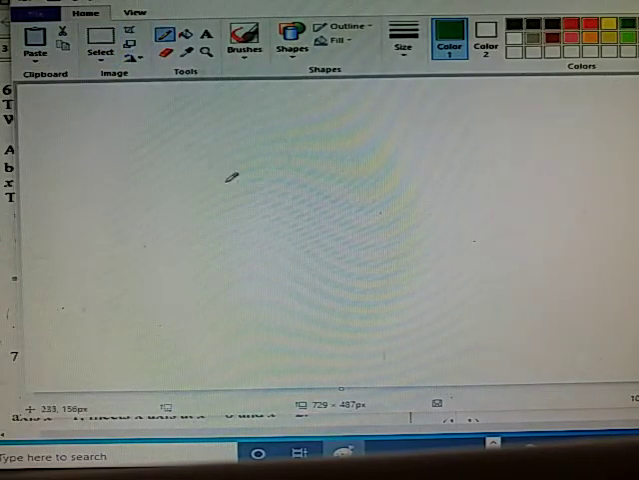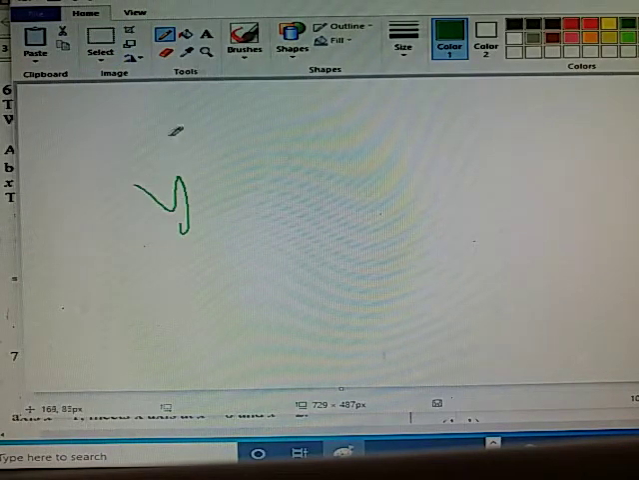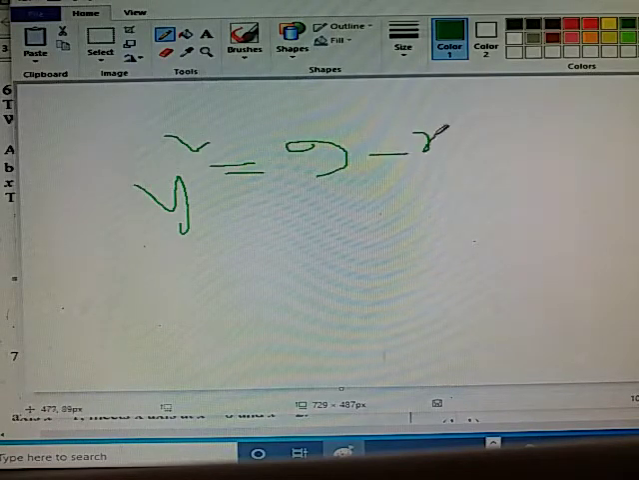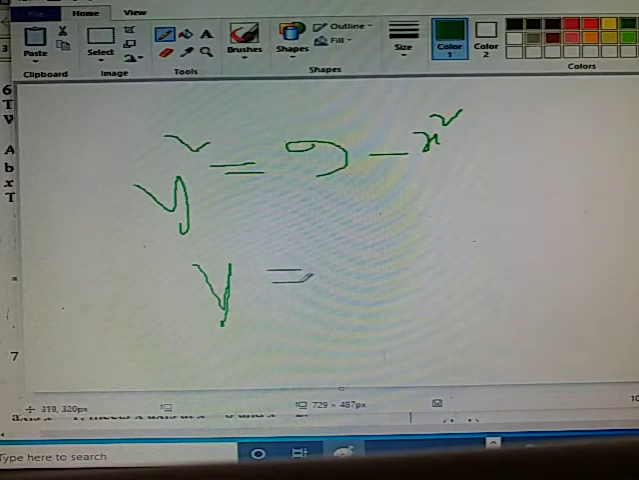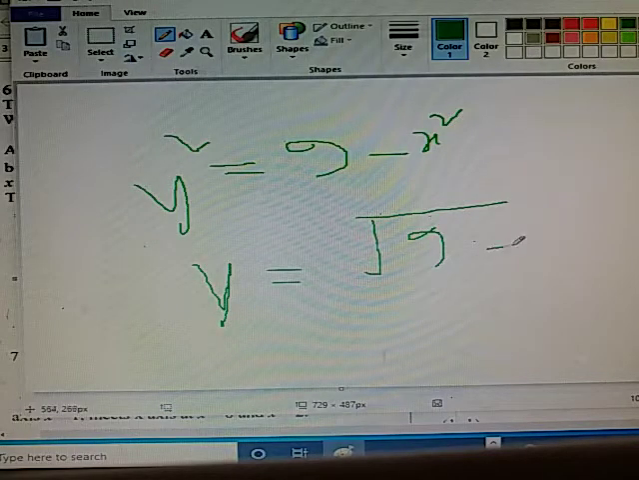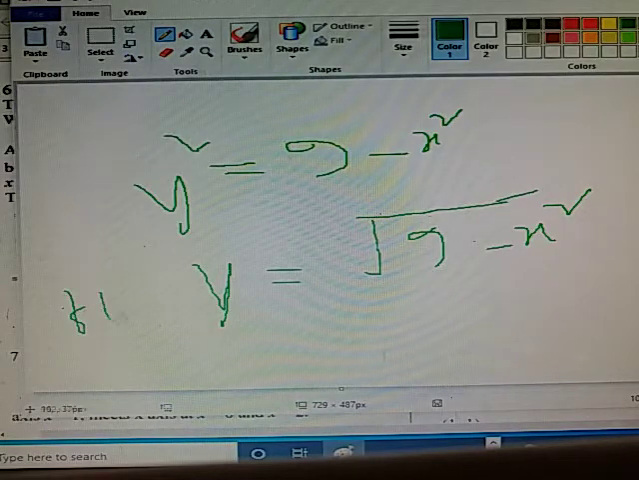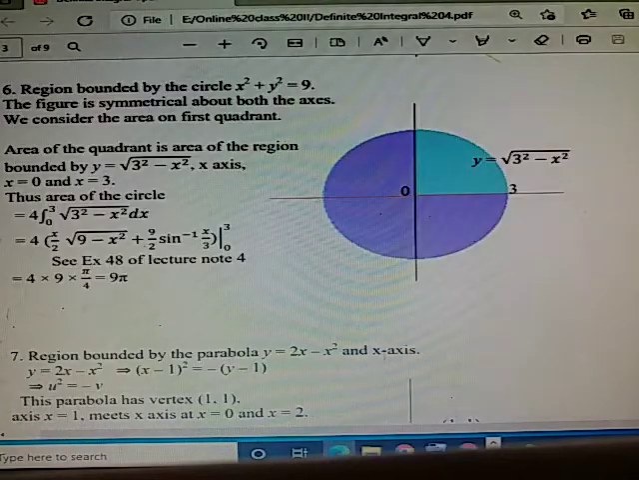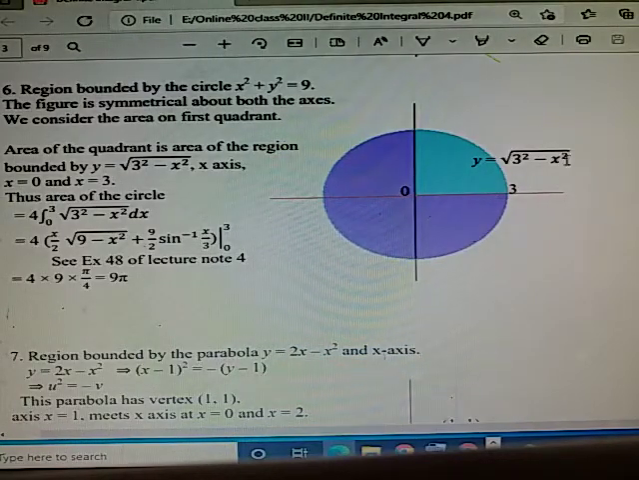So y square is equal to 9 minus x square. This is a function of x. So y is equal to root over 9 minus x square. This is our f(x), f(x) is equal to y is equal to this one. So y is equal to root over 3 square minus x square. This is the positive value, and this is the negative one.